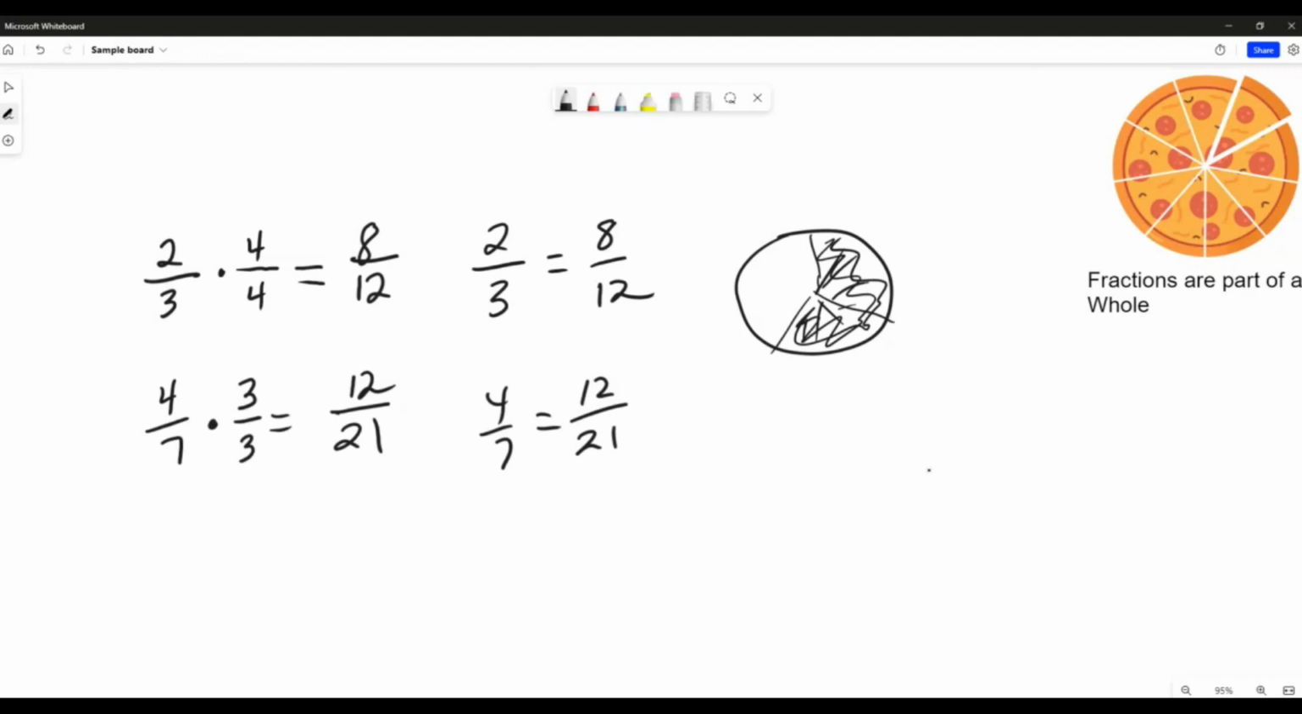All right, let's do another one. This one I'm going to let you try by yourself. If I have 1/9 and I want to turn 1/9 into 27ths, I want to know what is this number up here on the top?